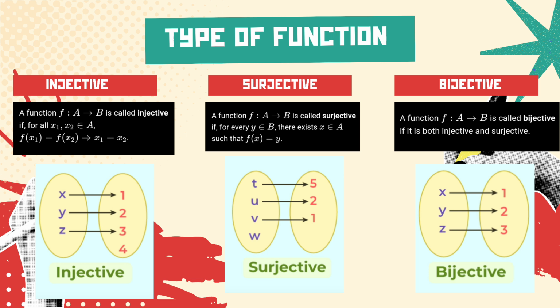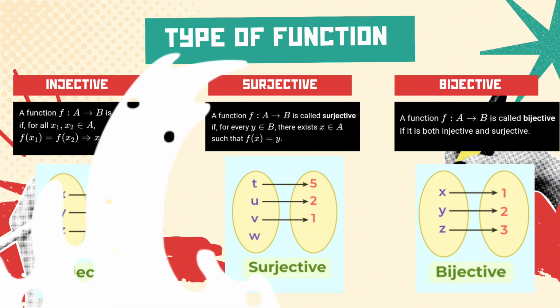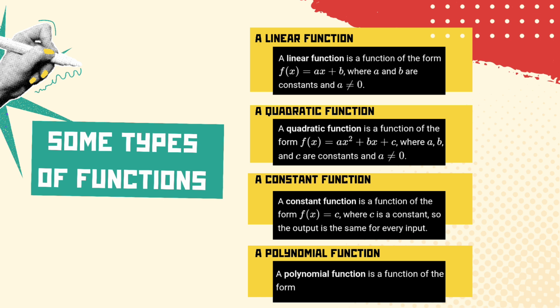A function that is both injective and surjective is called a bijective function. This type of function creates a perfect pairing between the domain and the codomain. For example, f(x) equals x plus 1 is bijective because it is one-to-one and every value in the codomain is used. There are also other common types of functions based on their forms.